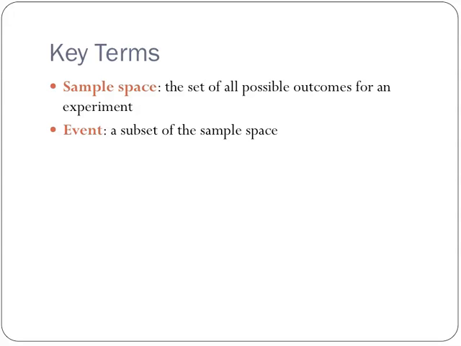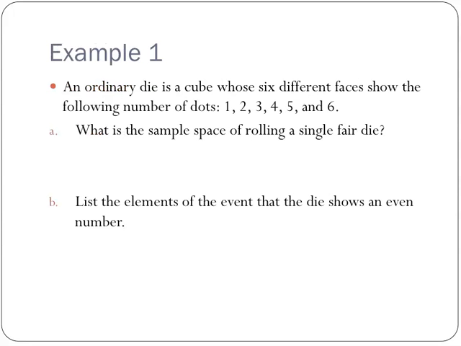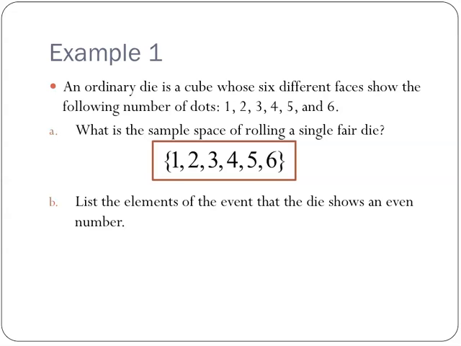Take a look at example 1. An ordinary die is a cube whose 6 different faces show the following number of dots: 1, 2, 3, 4, 5, and 6. What is the sample space of rolling a single fair die? Okay, so the sample space means what are all the possible ways that we could roll a single fair die? Well, since there are 6 different faces, there are 6 different possibilities. So our sample space is going to be 1 through 6.